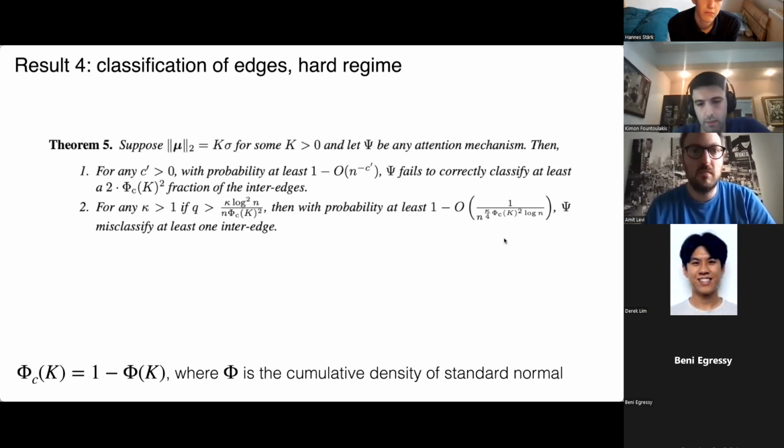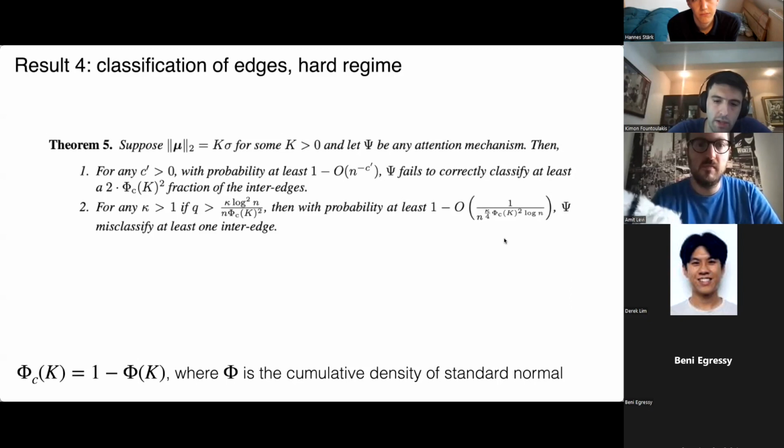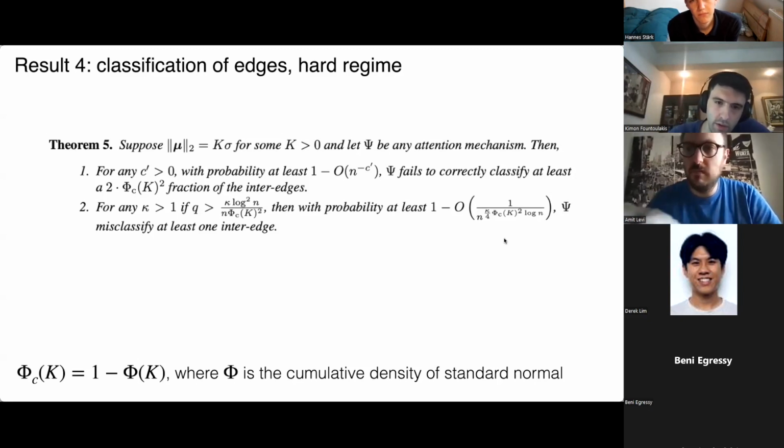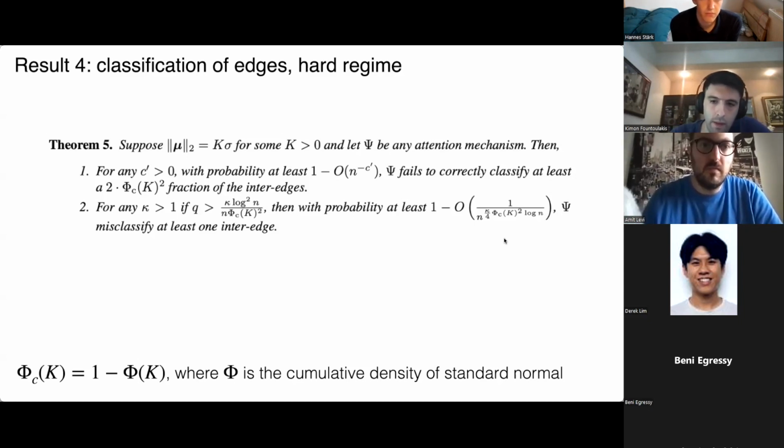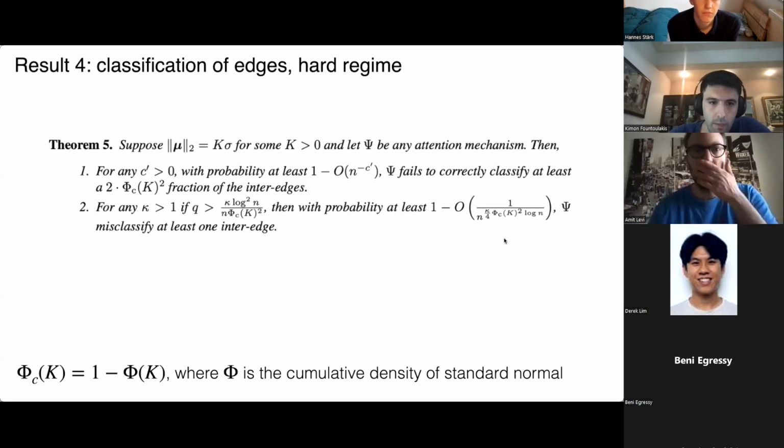Now I will explain this function better in the next slide. For now, let me just say that phi complement is basically 1 minus the cumulative density of standard normal. And again, I will explain this misclassification fraction better in the next slide. Let me go to the second part for now.